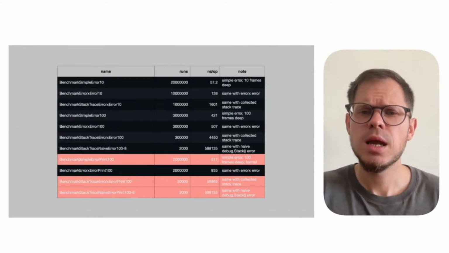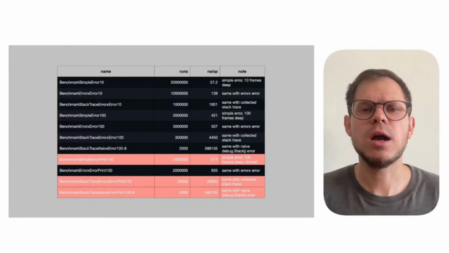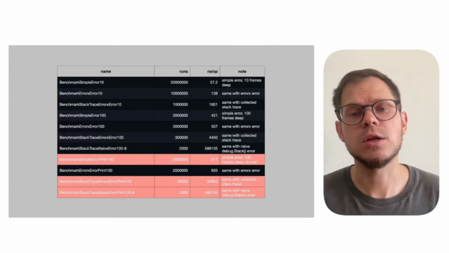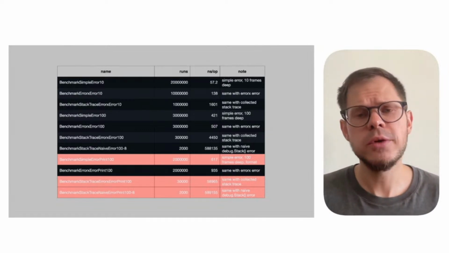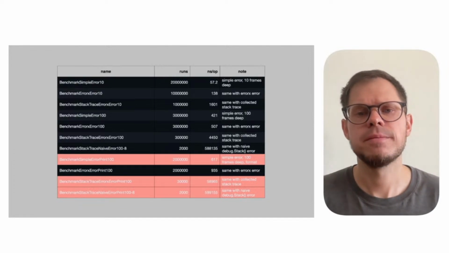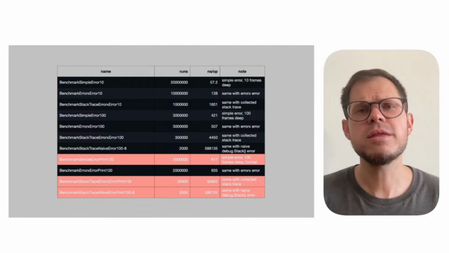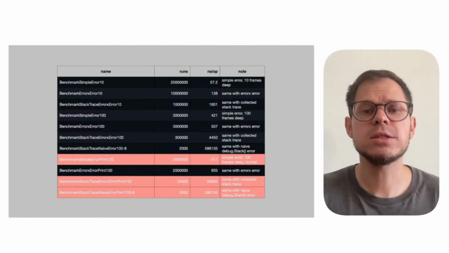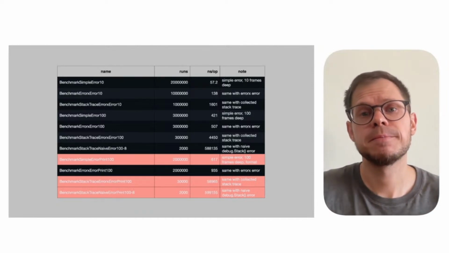Return to benchmarks. The ErrorX package adds a caller at every place where it's called. It's really fast, only 50 times slower than a simple error. This approach additionally allows us to make a beautiful trace formatter.